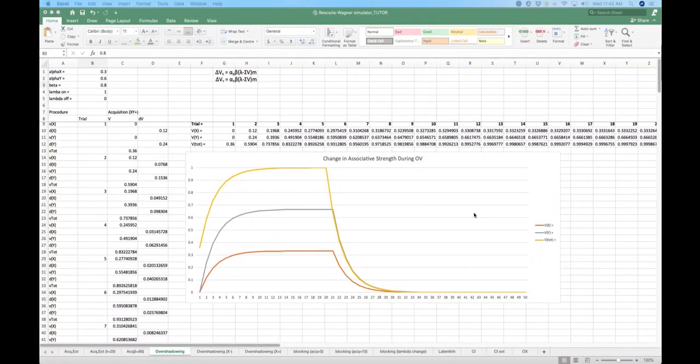This is a simulation of overshadowing. Here we have two stimuli, X and Y. X is the less salient of the two, has an alpha of 0.3, and Y has an alpha of 0.6. So this is twice as salient.